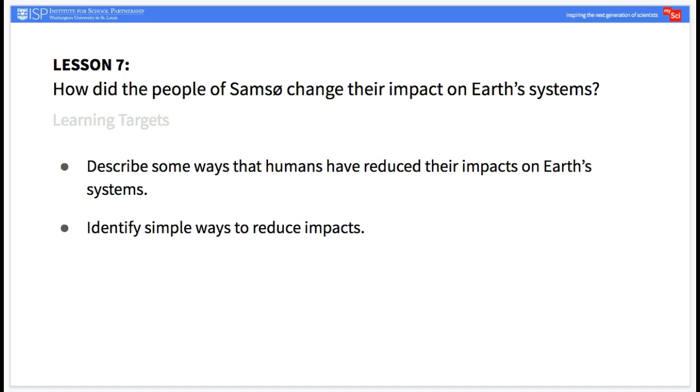By the end of this lesson, students will have described some ways that humans have reduced their impacts on Earth systems and identified simple ways to reduce impact.